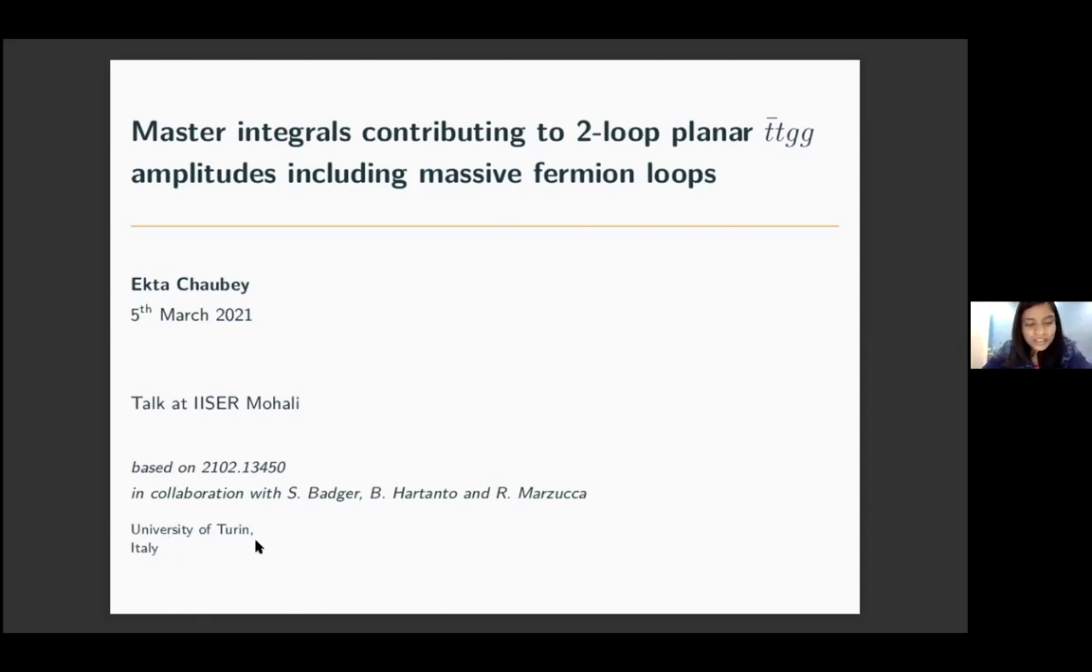So the topic of my talk today will be, as Ambrish already said, about master integrals which contribute to the amplitudes for the two-loop planar t t-bar glue process, but also including massive fermion loops. You will be shown why it's a complicated process, but this talk will be roughly based on this paper which we published just recently with my collaborators Simon Badger, Bayu, and Robin.